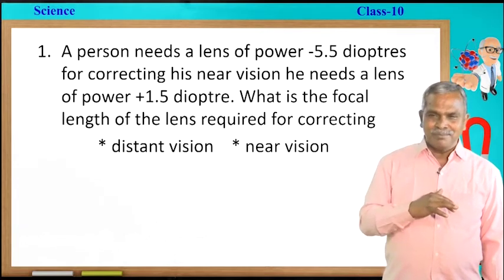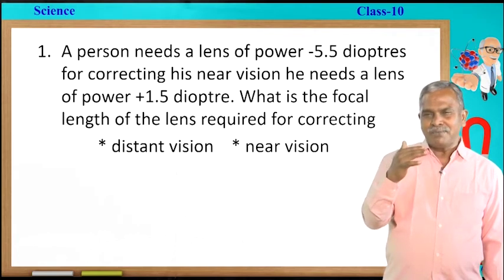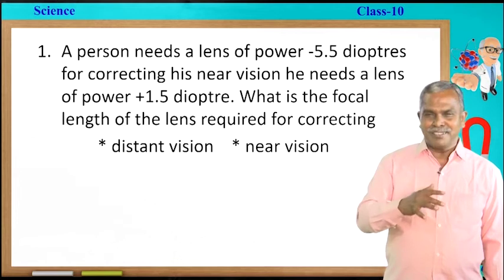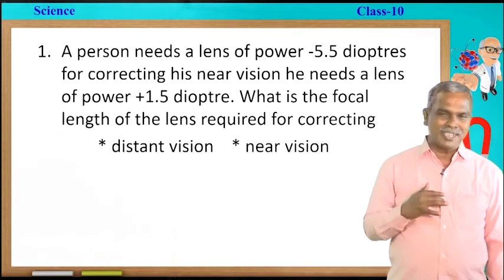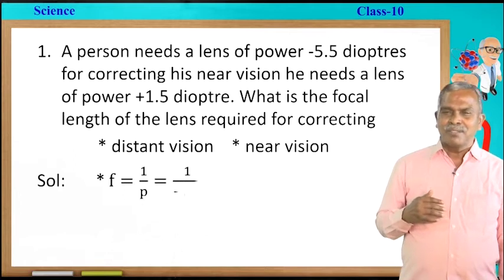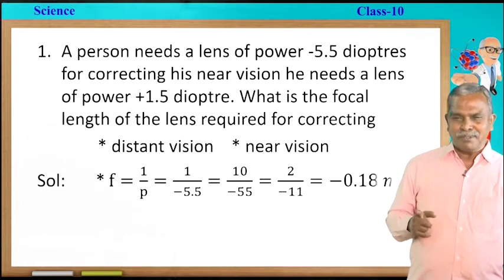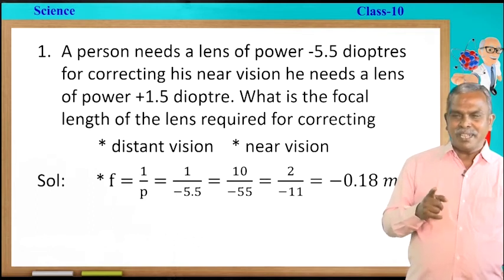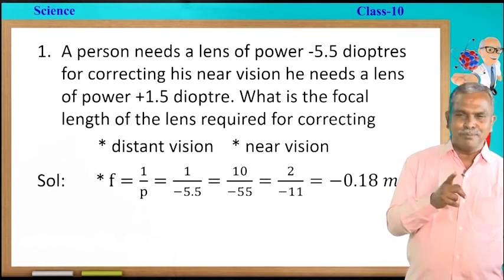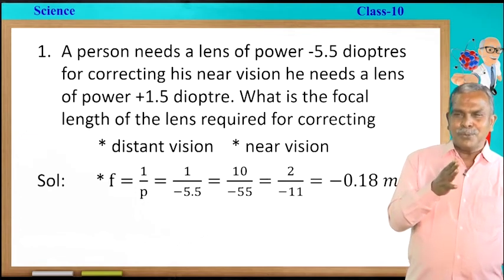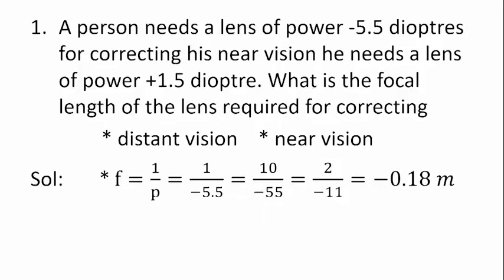What is the focal length? And he is going to use a plus 1.5 diopter lens. What is the focal length? Our intention is to find out just the focal length. We have a formula: focal length is equal to 1 by power, f is equal to 1 by p. Substitute minus 5.5 because the power is given, and if you apply all the fundamental operations of mathematics and later simplify, you are going to get the value of the focal length as minus 0.18 meter.